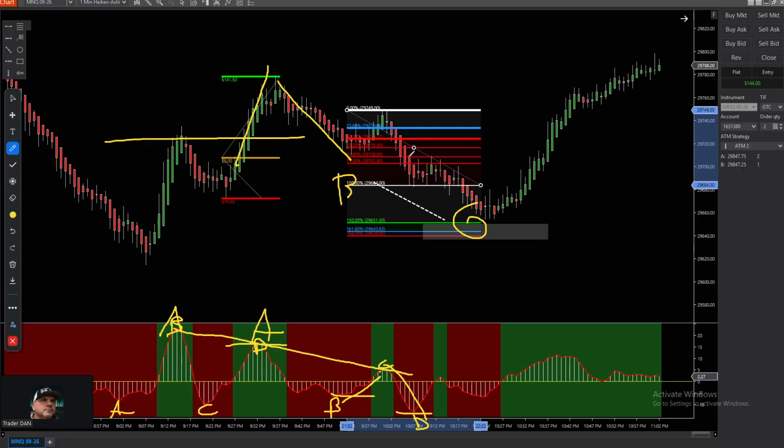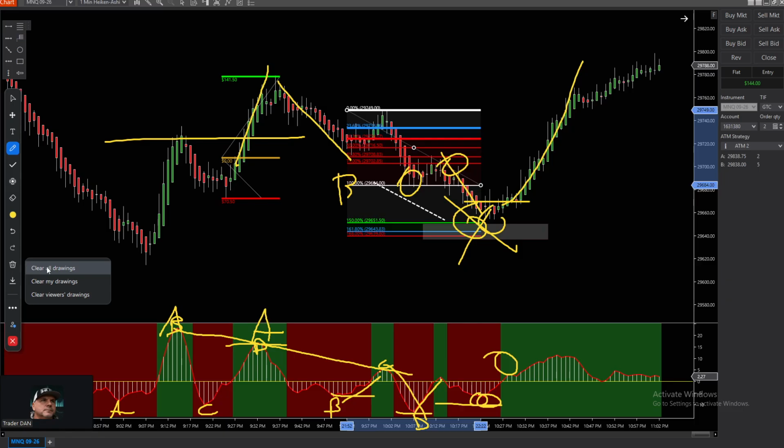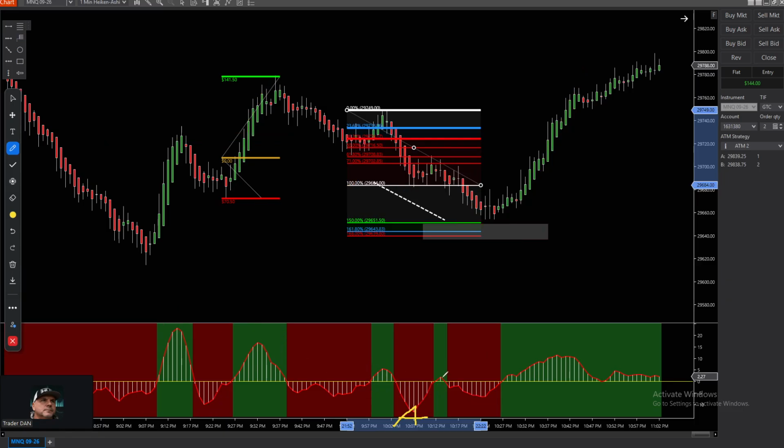D is lower than B. We get a little paid here. We push back up, push back up, we push back down. Right? This makes a higher low, so we've got to exit the trade. We're looking for a long now. Now you've got a long. So what do we get from here? We end up with an A, B, C, D.